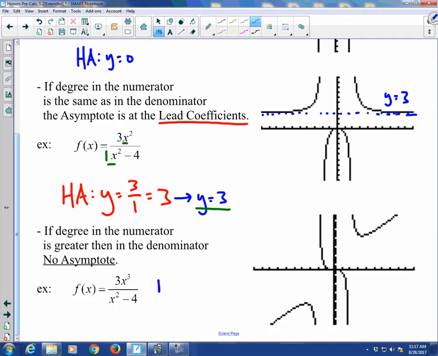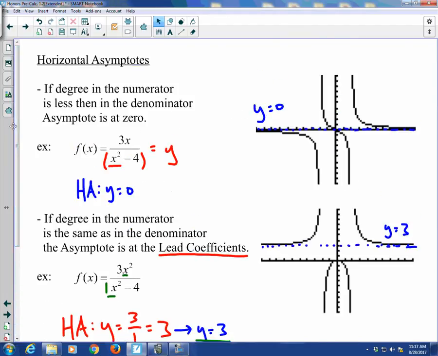And here we would say there is no horizontal asymptote. No horizontal asymptote in this case. The last thing we want to point out is that we can cross a horizontal asymptote.